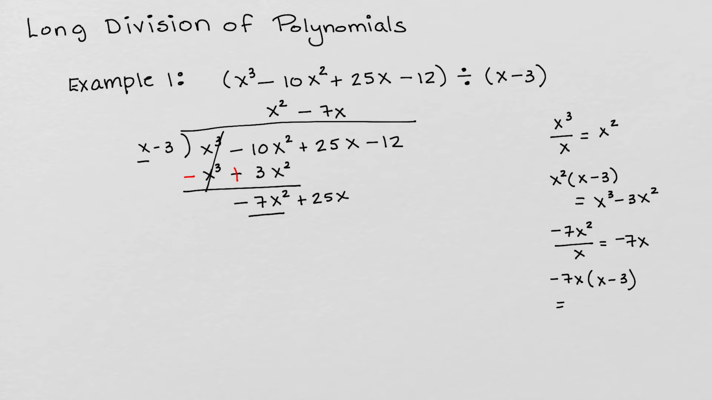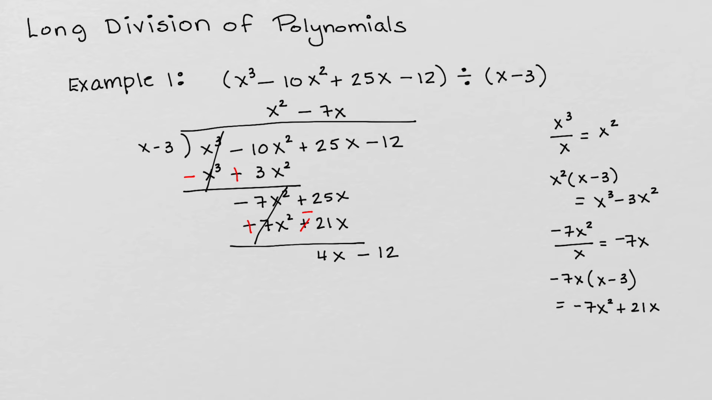And minus 7x times x minus 3 gives me a minus 7x squared plus 21x. And so I have minus 7x squared plus 21x. And at this point, I change the signs because we're subtracting. So now this is a plus 7x squared, and this is a minus 21x. So this 7x squared and the minus 7x squared cancel. 25x minus 21x gives me a positive 4x. I'll bring down the minus 12.